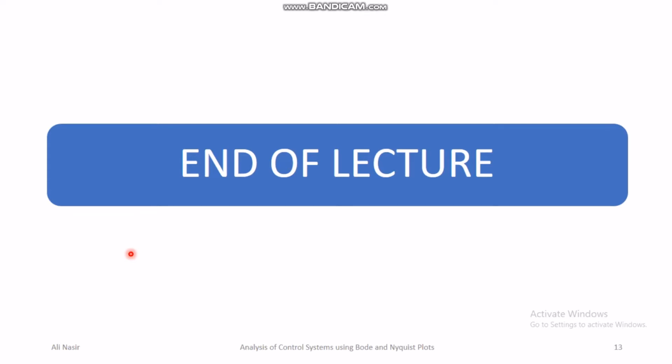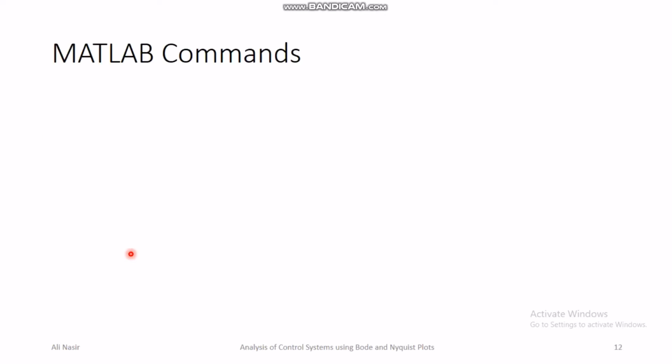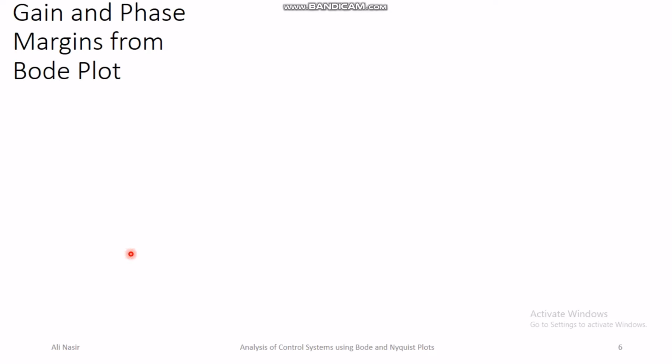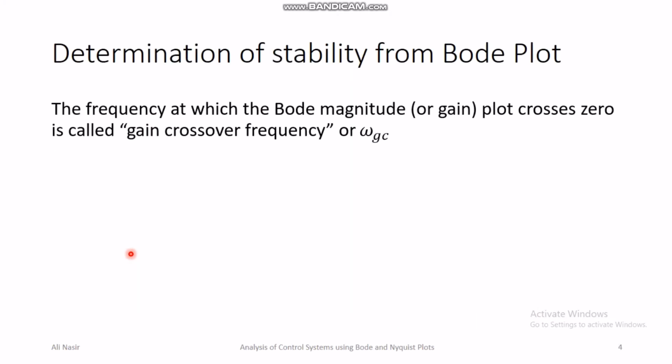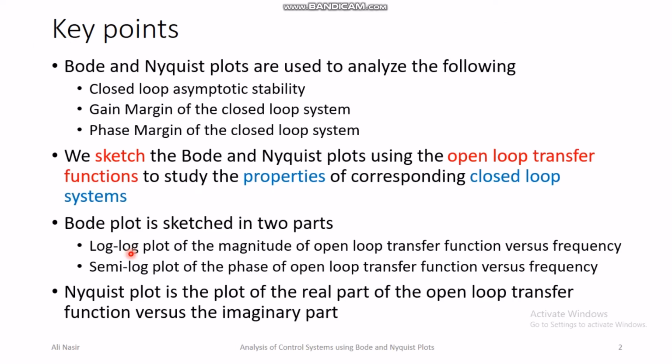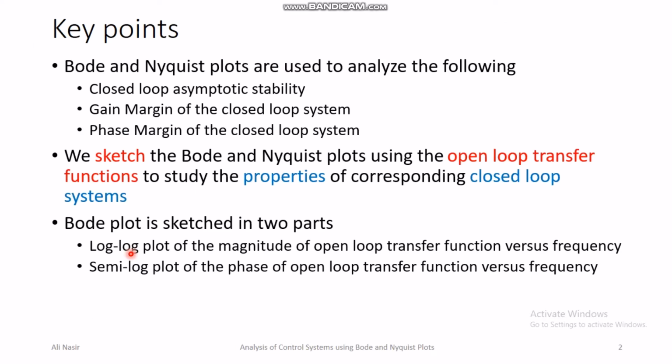And before I conclude everything, I will just briefly revise today's lecture, and we'll see what we have gone through in this lecture. So we started with the key points, which involve Bode and Nyquist plots used to analyze closed loop asymptotic stability, gain margin and phase margin. And I pointed out that we sketch the Bode and Nyquist plots for open loop transfer functions, but they are used to determine the properties of the closed loop systems.